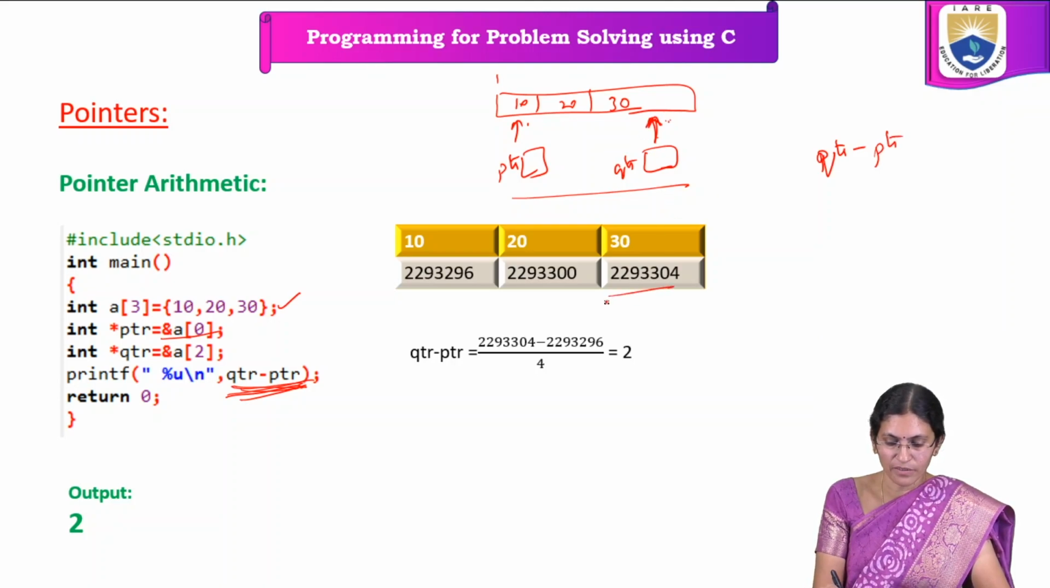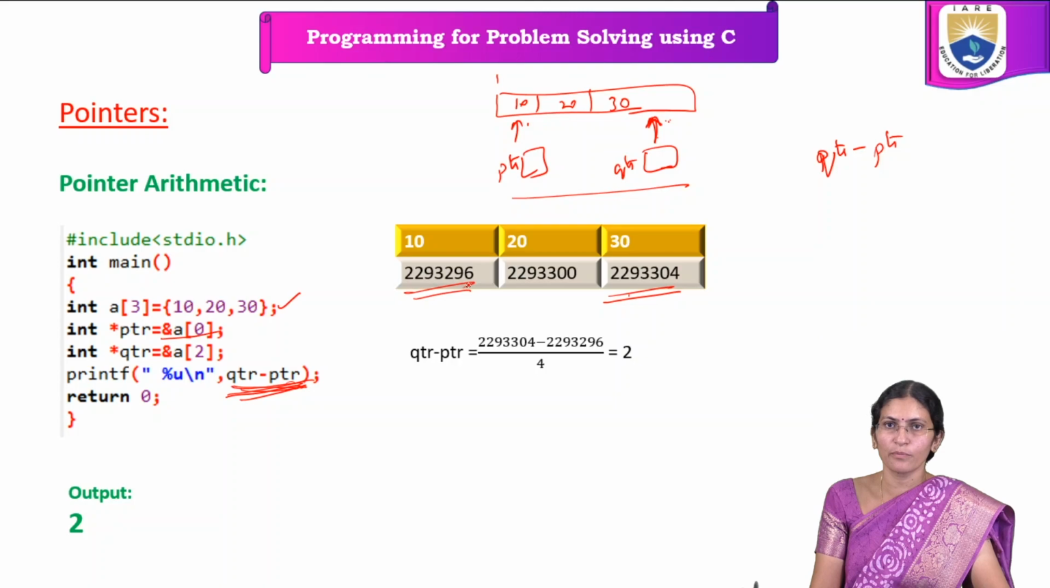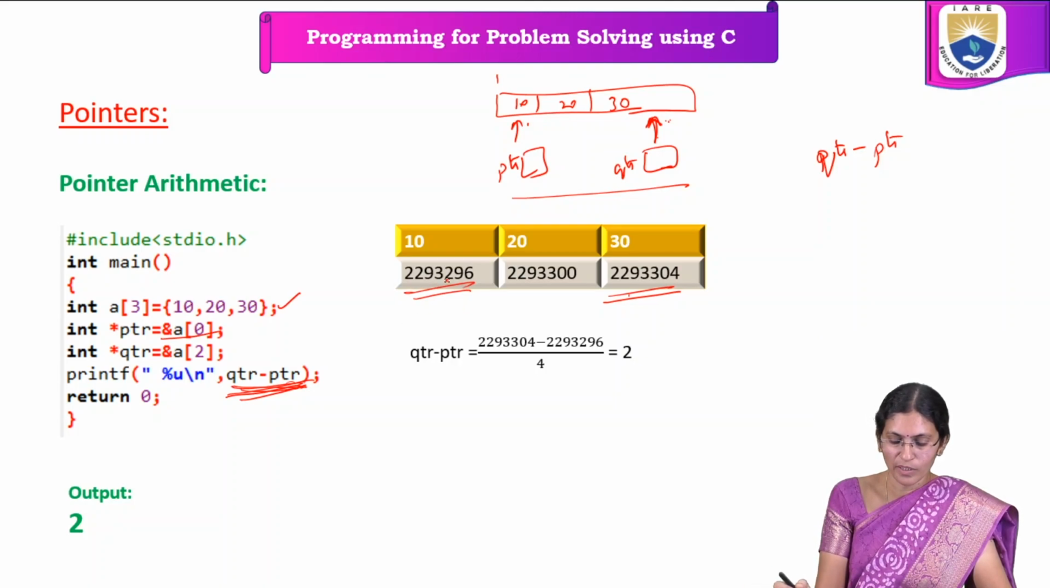So it will have some address. Suppose the address is 2293304. So this value minus PTR. PTR is pointing to the first element of the array. Its address, suppose it is 2293296. So if you subtract these two, you will get the output of this statement.